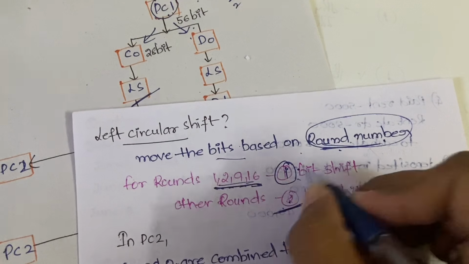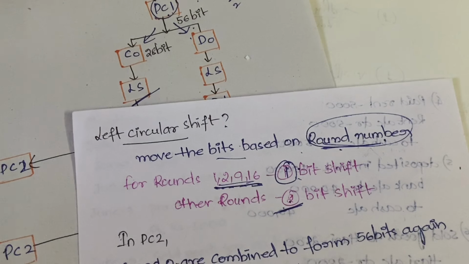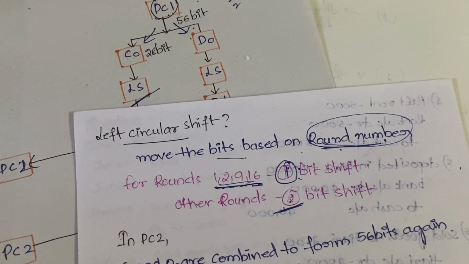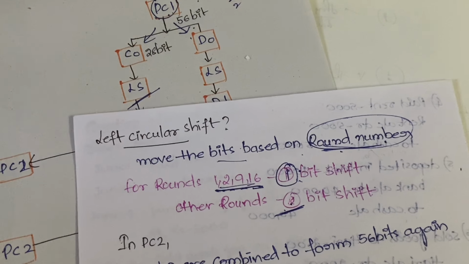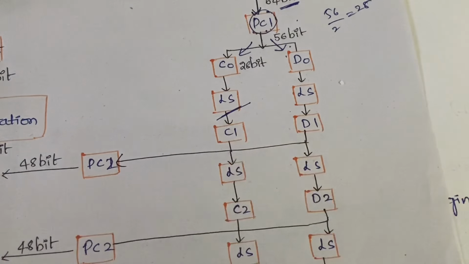For these 4 you'll be shifting it by 1 bit to the left side in a circular manner. That is what left circular shift means. Got it? So this is about the left circular shift. This happens in each and every round. So after the left circular shift, you will be getting the C1 and D1 as the output.